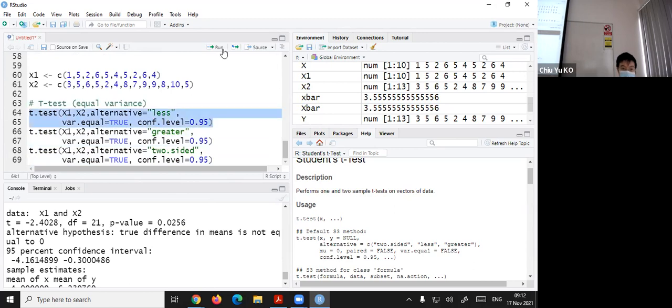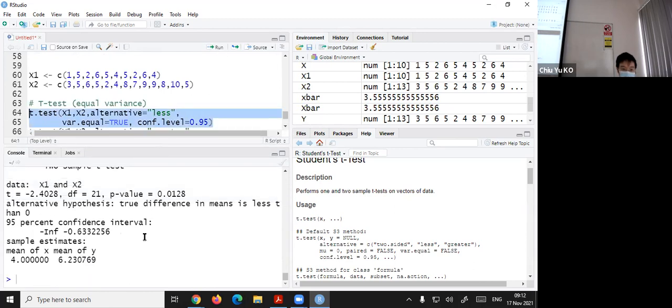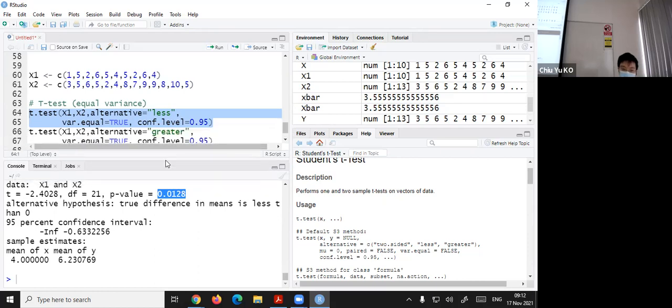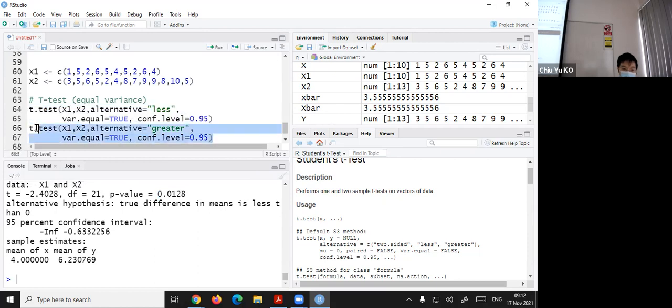So less will give you almost the same answer, except you have a different p-value, right? Because you only do the left side. And you can also do greater, which will be the right tail. So much bigger, right? But you know that the p-values for the left tail and the right tail add up to 1. And the two tail will be just 1 minus the minimum, times 2, right?